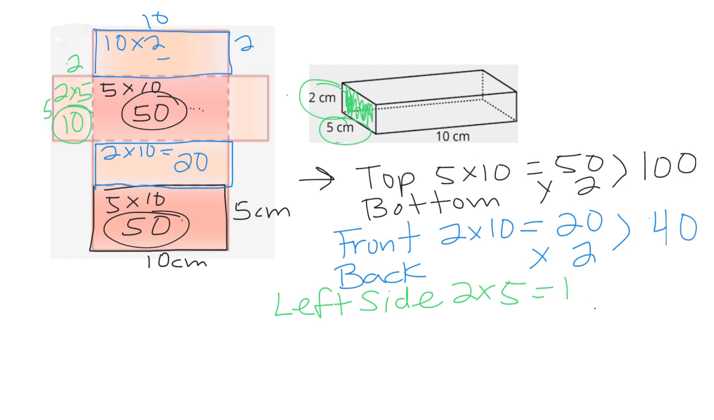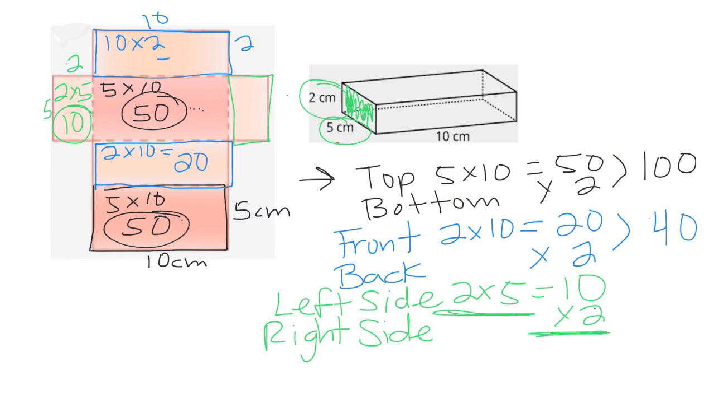And this right side has the same area. So I'm not even going to rewrite this 2 times 5. I'm just going to multiply that one face that we found, the left side, times 2. And 10 times 2 is 20. So we just found this face and this face.